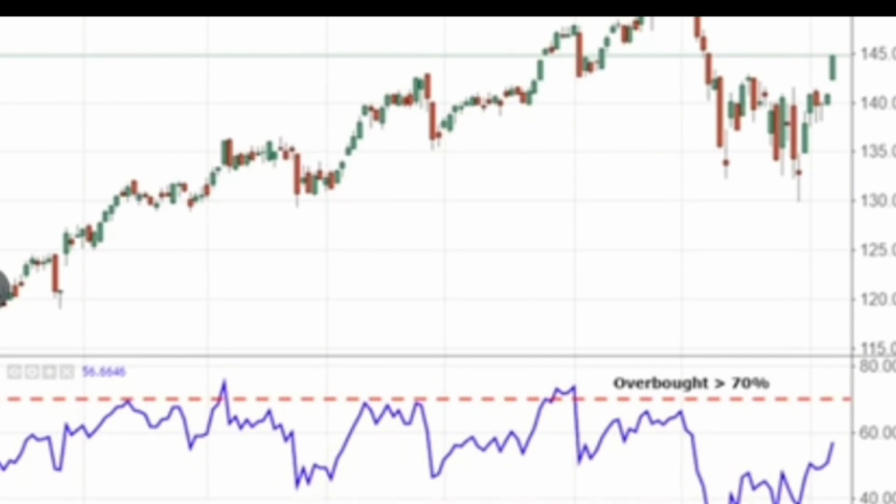If it is above 70, overbought is greater than 70%, which means buying pressure is very high. What I am trying to convey is that if it is above 70, it will be overbought. If RSI is less than 30, it is oversold. When you calculate the RSI value, if you get a value of 70 or above, it is overbought. If it is less than 30, it is oversold.